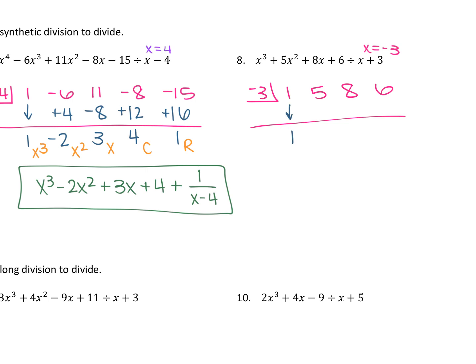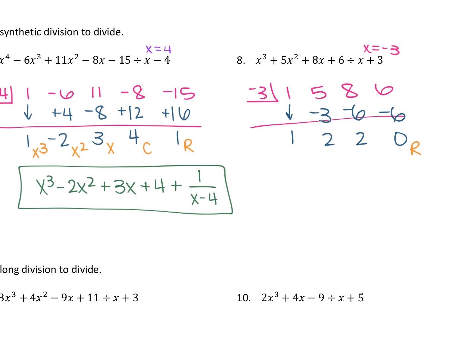1 drops down, times negative 3 is negative 3. 5 minus 3 is 2, times negative 3 is negative 6. 8 minus 6 is 2, times negative 3 is negative 6. 6 minus 6 is 0. So with this one, your remainder is 0, so you do not need to write that down.